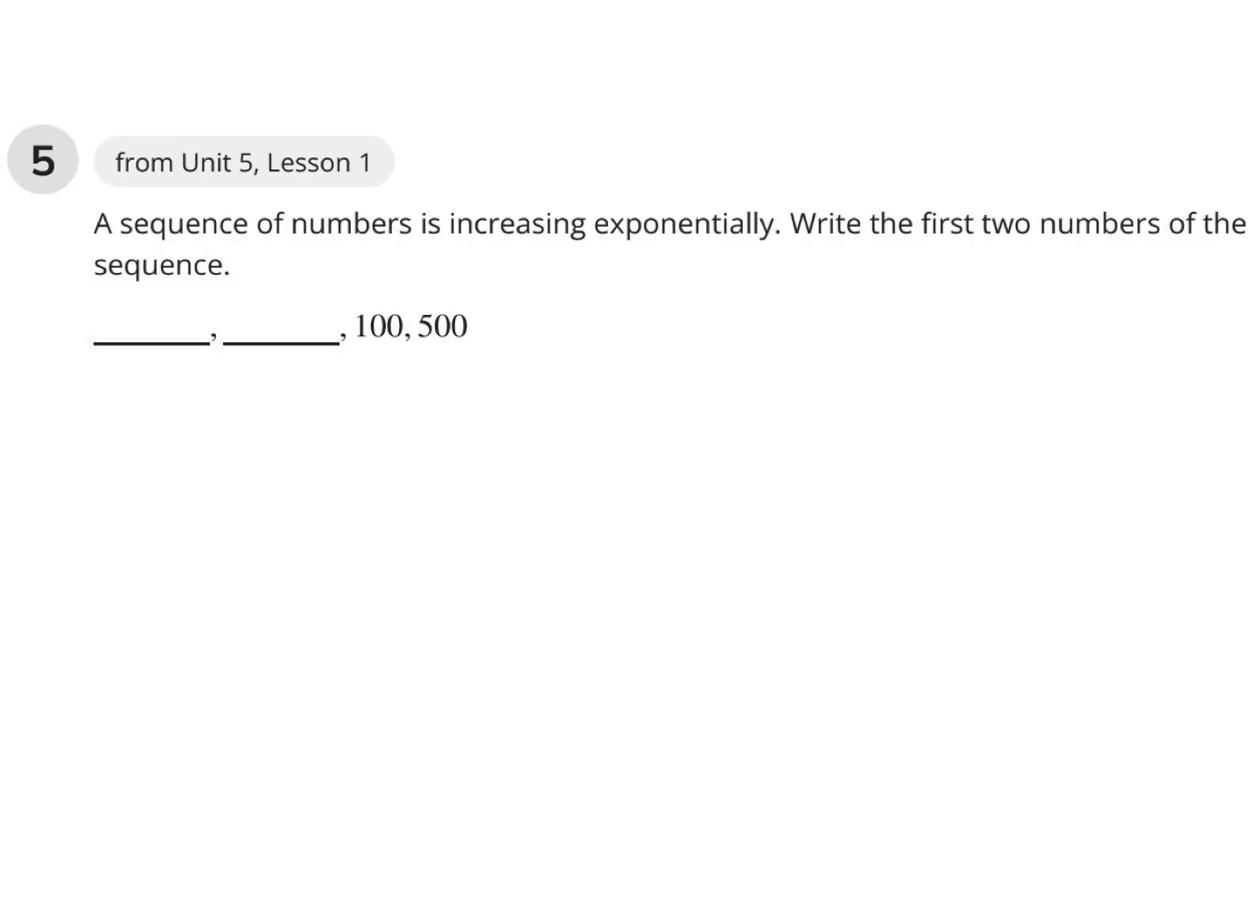Sequence of numbers is increasing exponentially. That's also geometrically, which means we're multiplying the same number to each term. So how do we go from 100 to 500? We times 5. To figure out going left, we have to times it by 1/5 or divide it by 5. So 100 divided by 5 is 20, divided by 5 is 4.